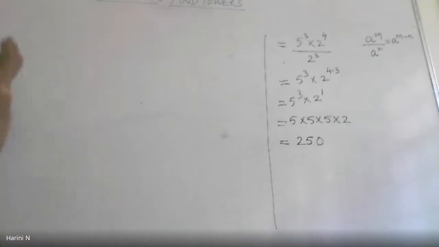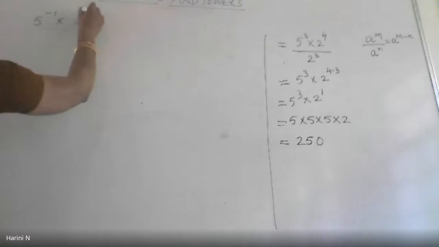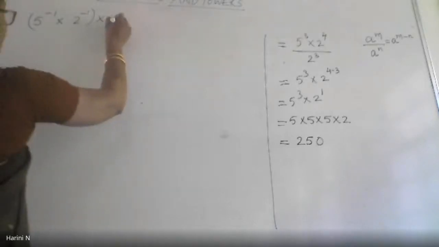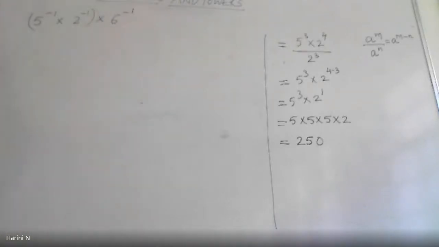5 to the power negative 1 into 2 to the power negative 1 multiplied with 6 to the power negative 1. This is the problem here. So what did I tell you? You have to check first.